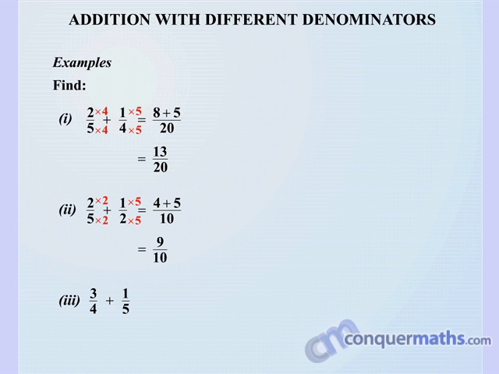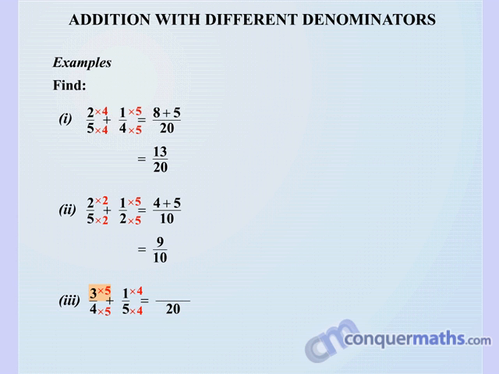Example 3. 3/4 plus 1/5. Well, 4 and 5, what's the lowest common multiple there? What's the denominator we require? Well, 4 and 5 both go into 20. So we're dealing with 20 there. Now, how have we changed the 4 to make it 20? Well, to do that, we times by 5 and do the same immediately to the top. How have we changed 5 to make it 20? Well, to do that, we need to multiply by 4. So we'll do the same to the top.